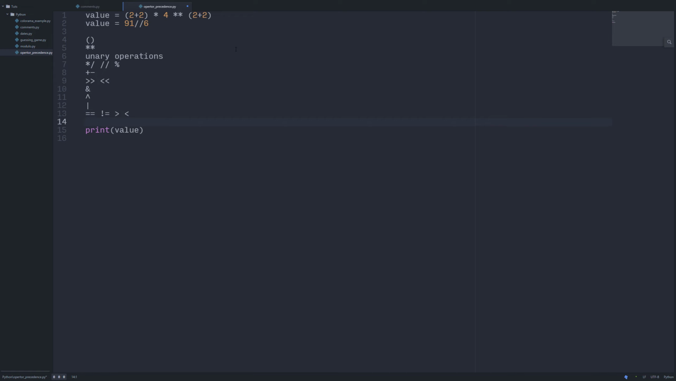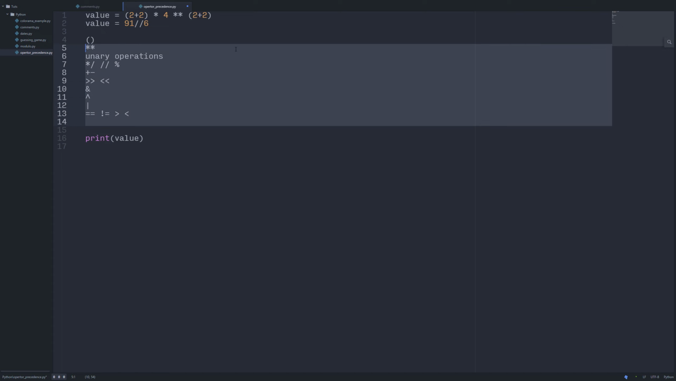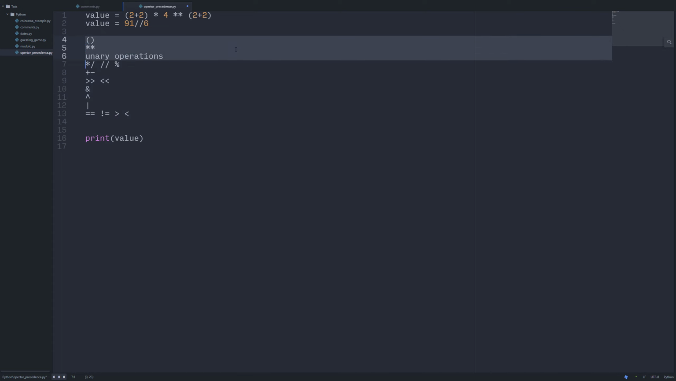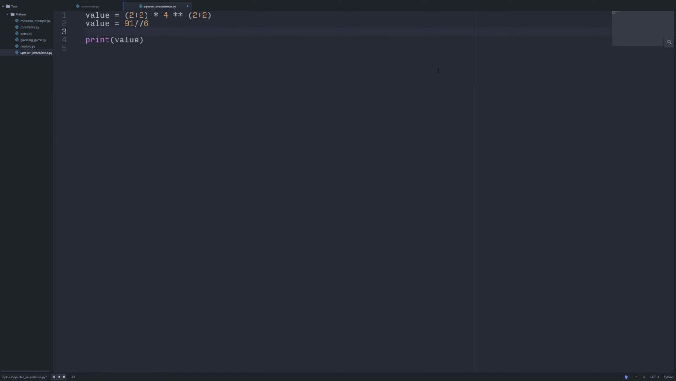I'm not going to go through all those. And then your logical not, and, and or. So pretty straightforward, honestly. And that's our operator precedence.